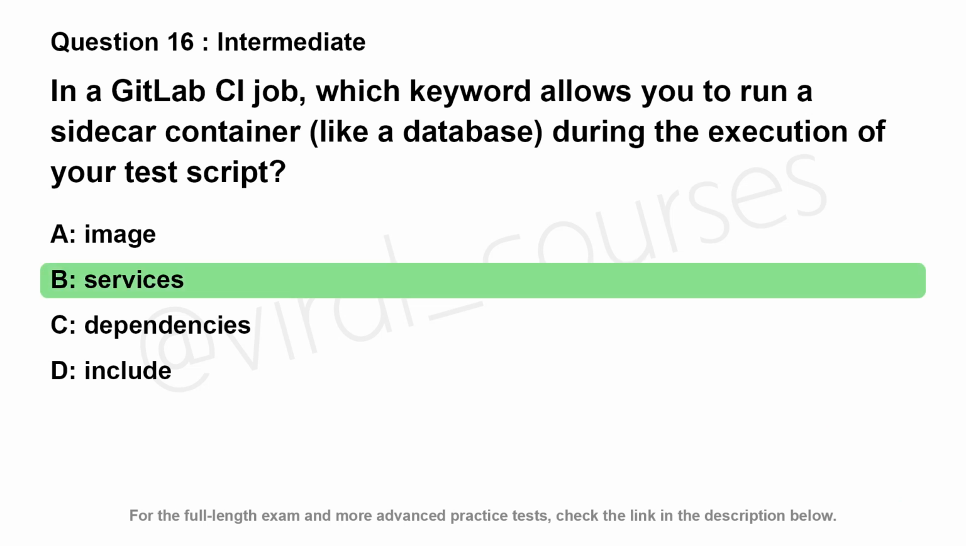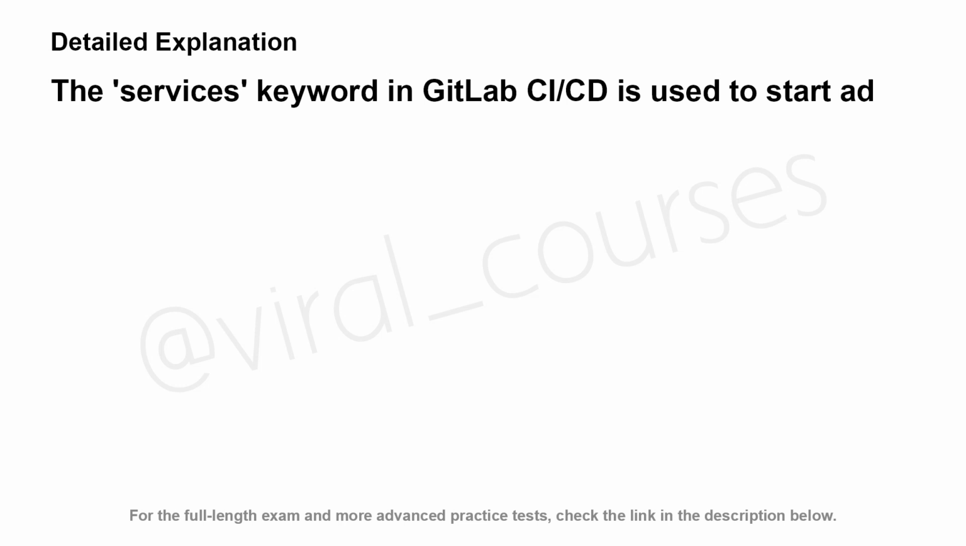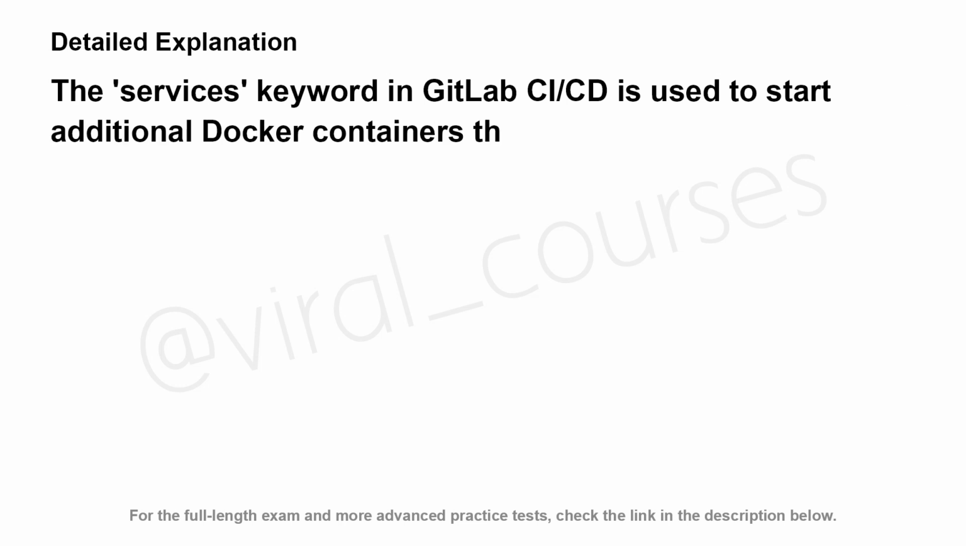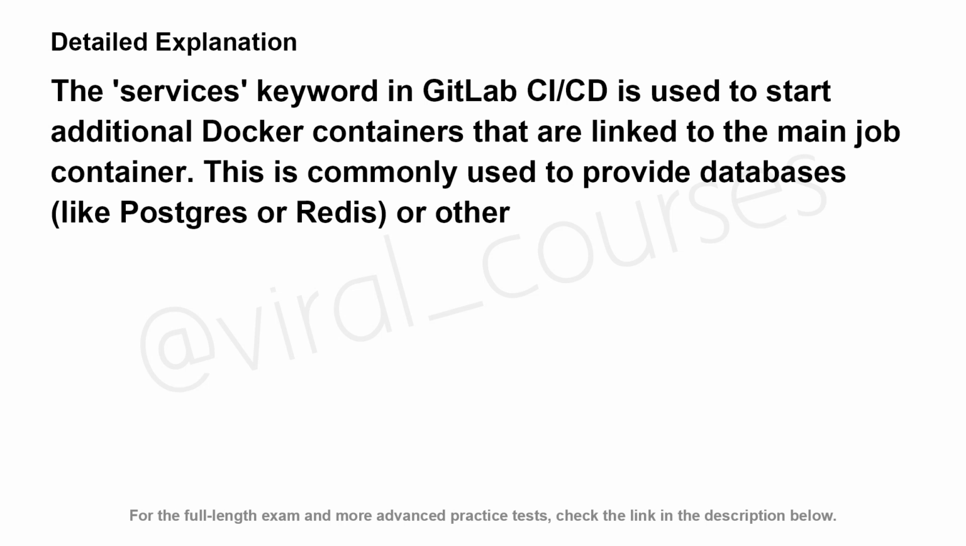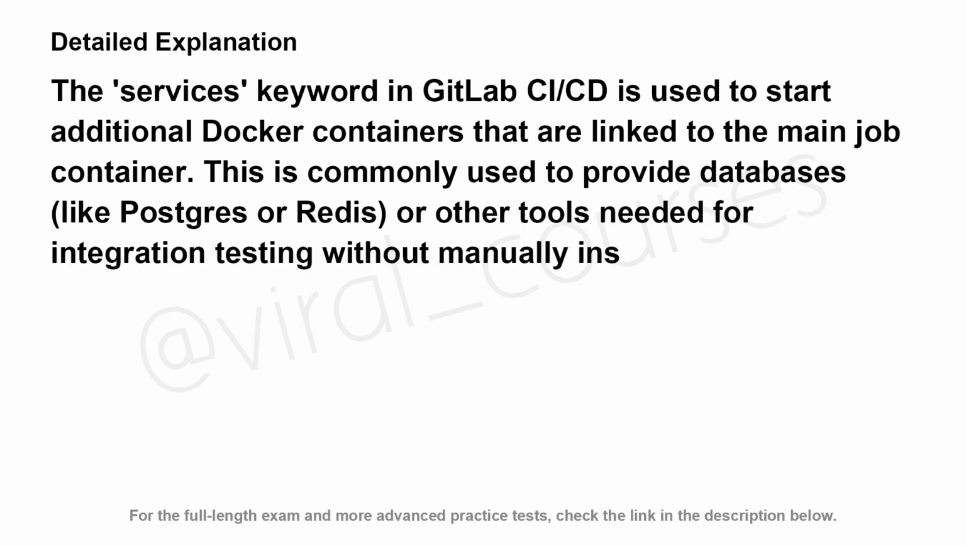The correct answer is B. The services keyword in GitLab CI/CD is used to start additional Docker containers that are linked to the main job container. This is commonly used to provide databases like Postgres or Redis, or other tools needed for integration testing without manually installing them on the runner.